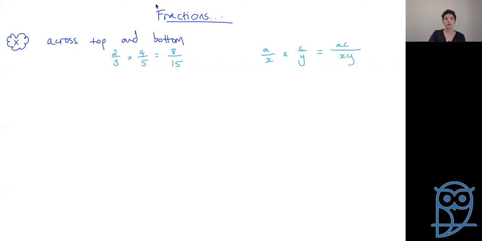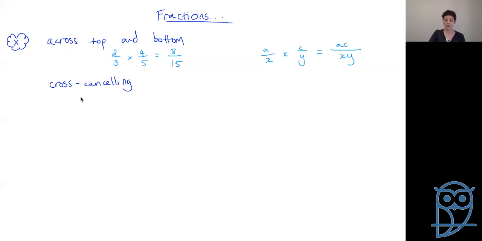When it comes to multiplication, we can make life a whole lot easier by cross-cancelling. But it is important to remember the only place you can cross-cancel is when you are multiplying. Can't cross-cancel for addition or subtraction or division, only in multiplication.